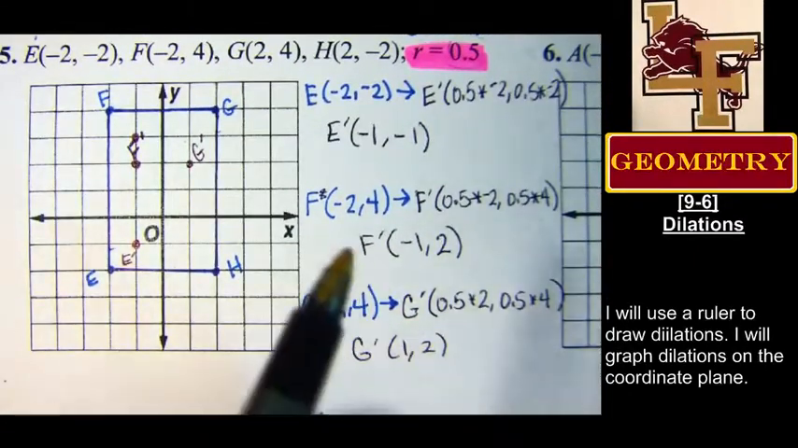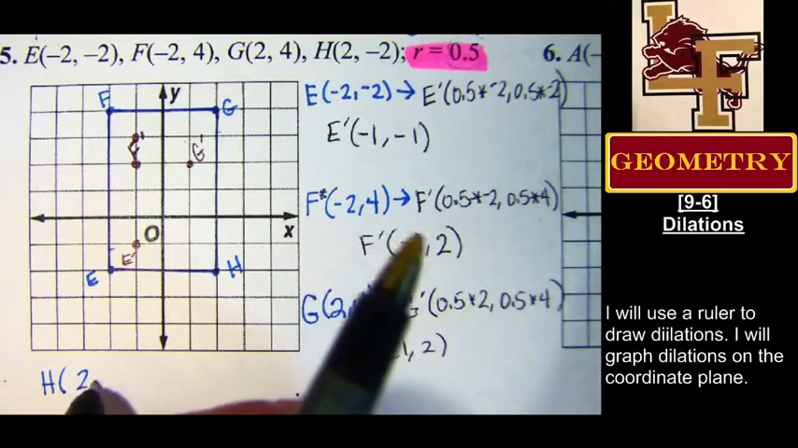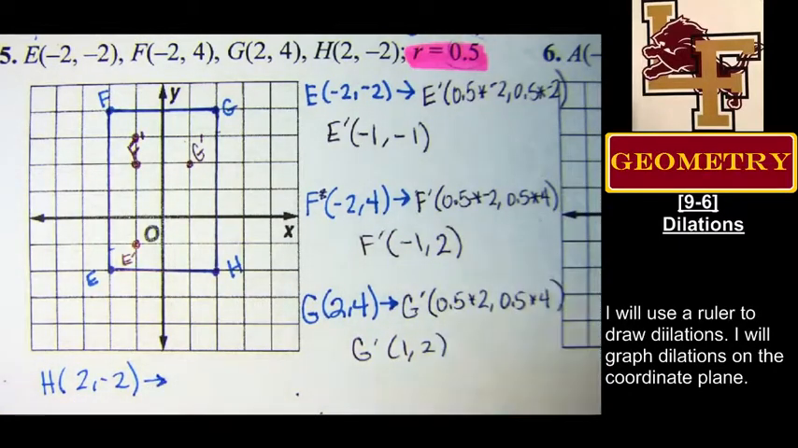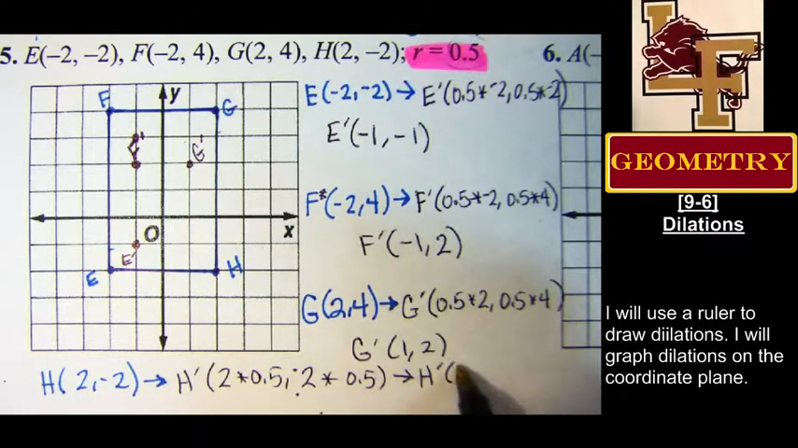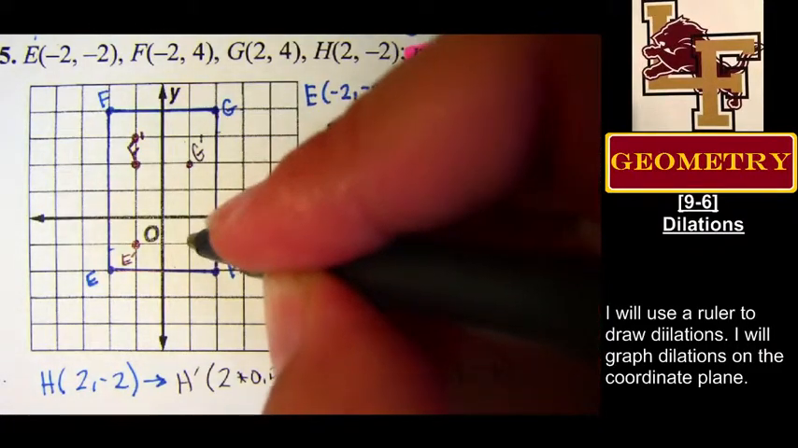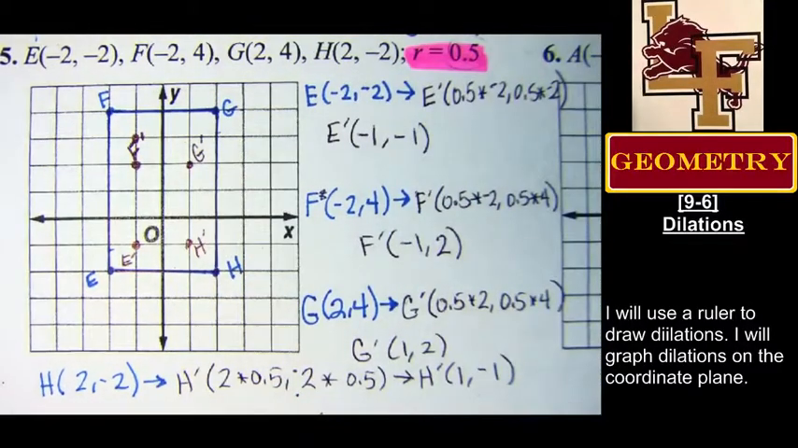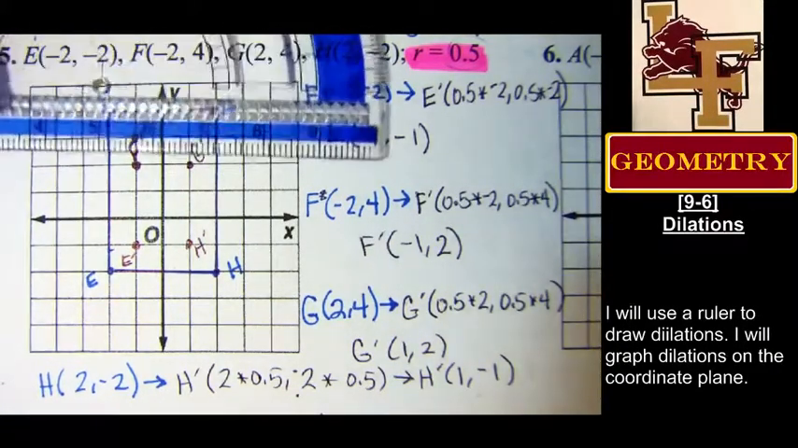I've got one more point to find. Remember that multiplication is commutative. I know all the other times I've been writing the scale factor first, and then on H, for some reason, I wrote the coordinate first. It doesn't matter. No one's going to yell at you. Don't even let yourself yell at you for that. It's okay. Tell yourself it's fine.